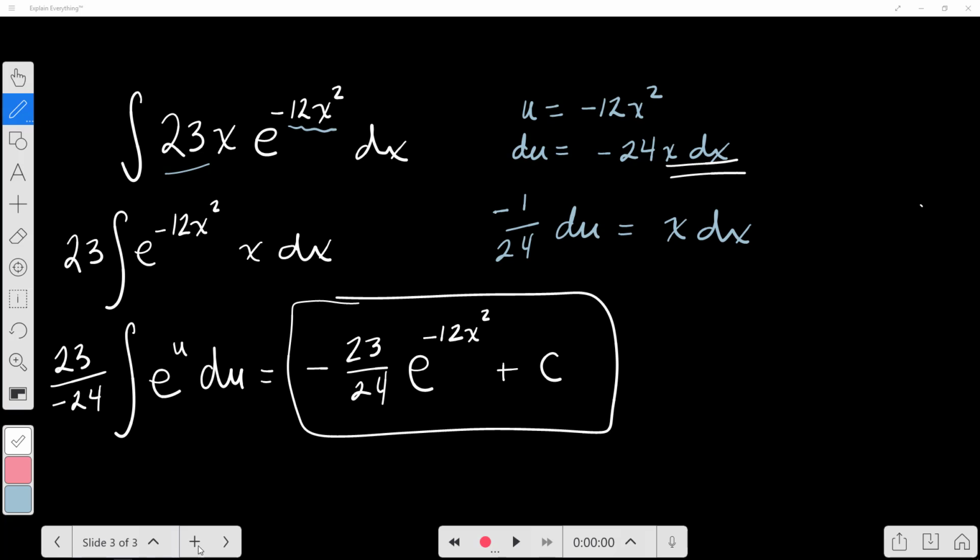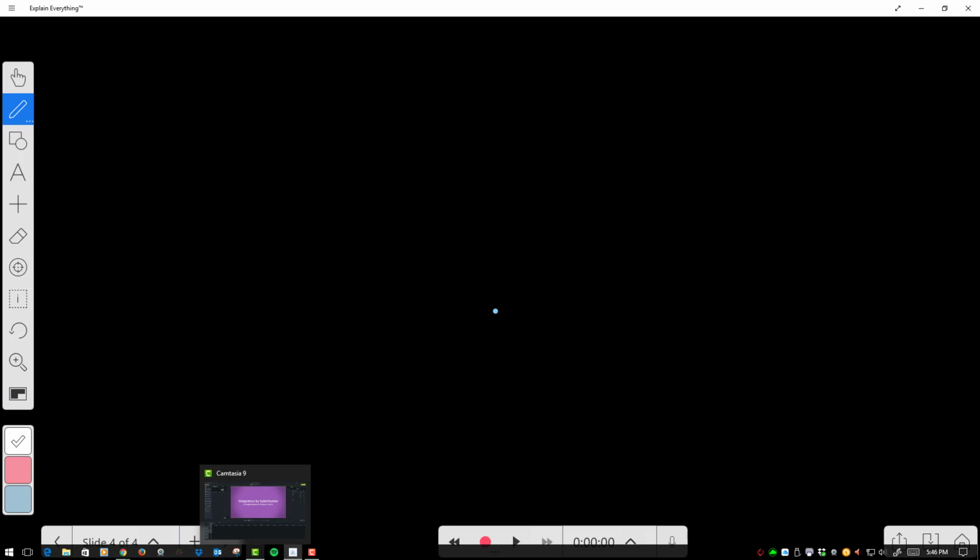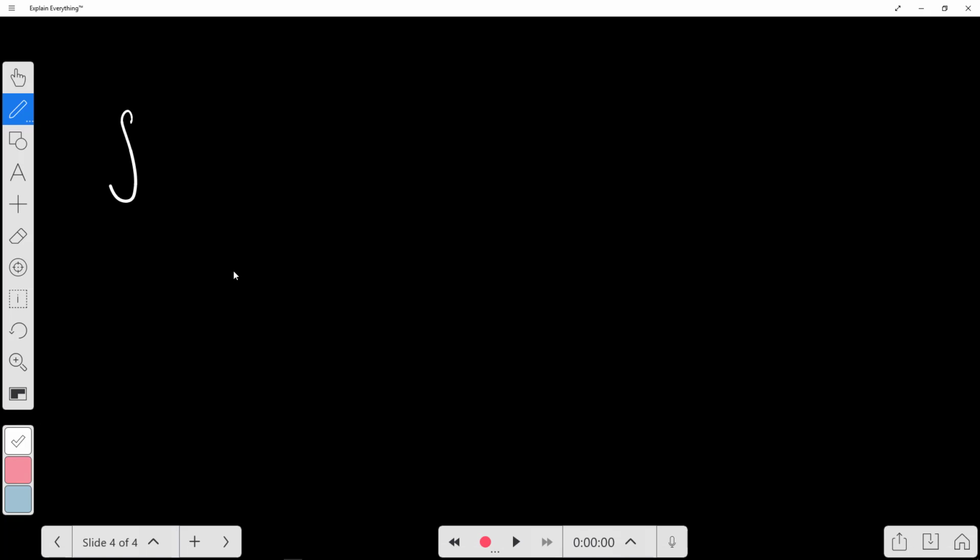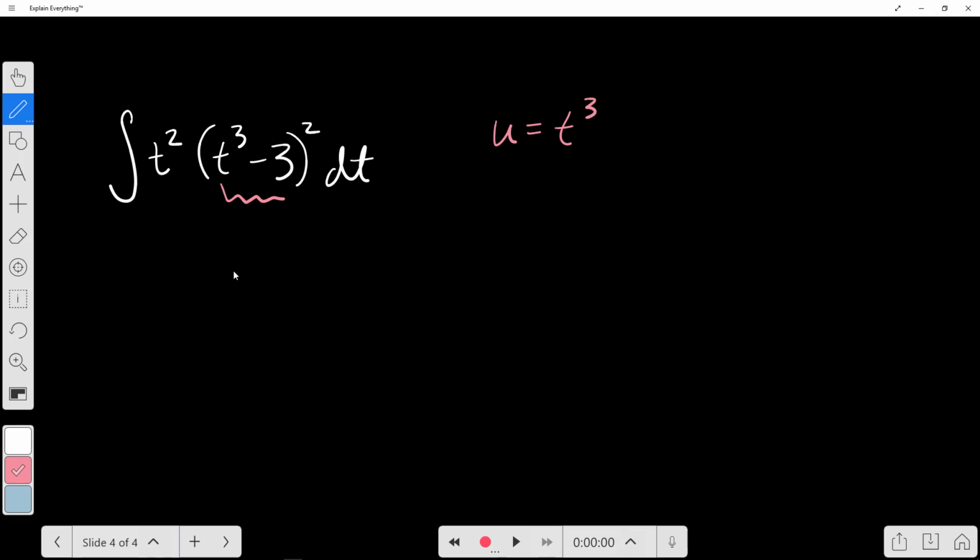So the next one I have is, I don't know why that popped up, go away, t squared times t cubed minus 3 squared dt. So let this be my inside. U equals, remember you always want what you're going to take the derivative of to be 1 power greater than what's left over, because when you take the derivative it becomes 1 power less, right?